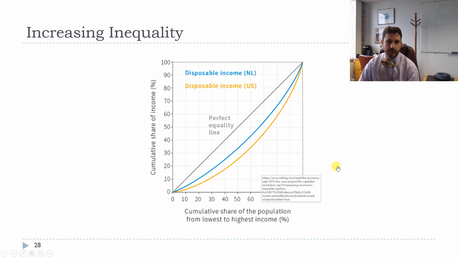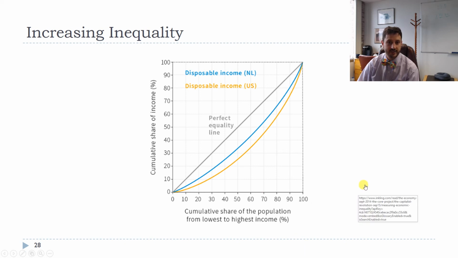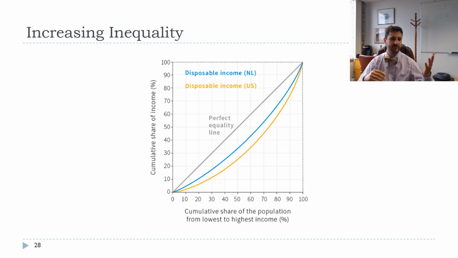So here's an example with the Netherlands and the US. The US is in yellow here, and the Netherlands is in blue. And you can see that the US is a little less equal than the Netherlands in terms of disposable income. So remember, disposable income is after you've paid your taxes and you've gotten transfers from the government. And we can see that, for example, in the Netherlands, the bottom 20% have about 10% of disposable income, whereas in the US, they have only about 7% of disposable income. And the bottom 50% in the Netherlands have about 33% of disposable income, while for the US, it's about 25%.